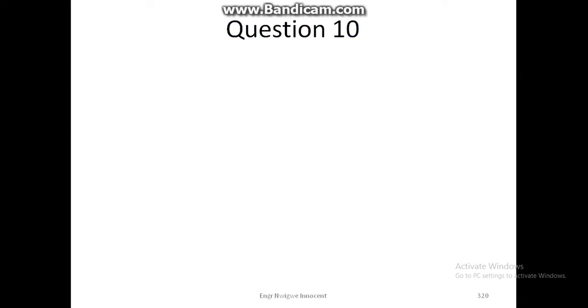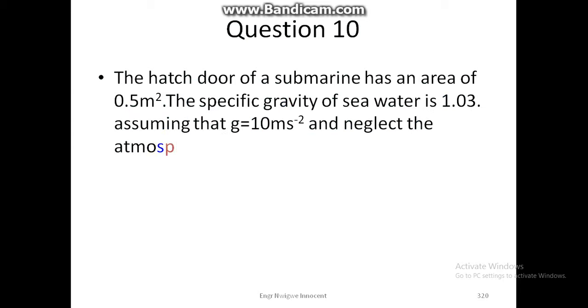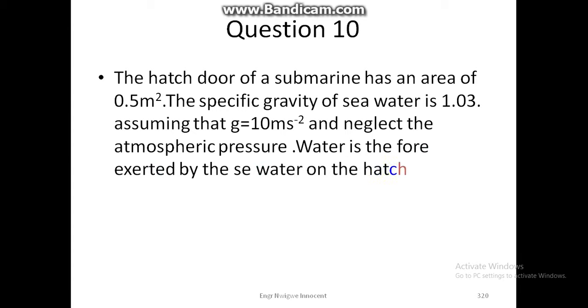Question 10. The hatch door of a submarine has an area of 0.5 meters squared. The specific gravity of seawater is 1.03. Assuming that acceleration due to gravity g is equal to 10 meters per second squared, and neglecting the atmospheric pressure, calculate the force exerted by the seawater on the hatch door at a depth of 200 meters.